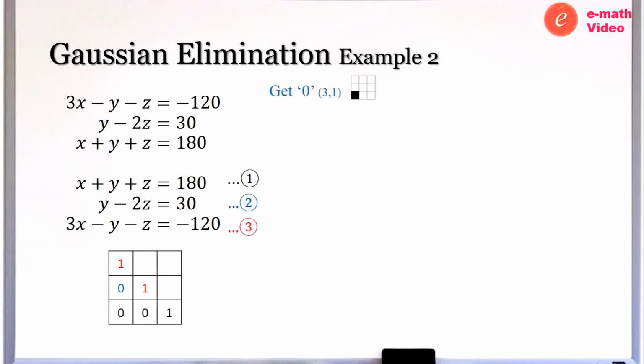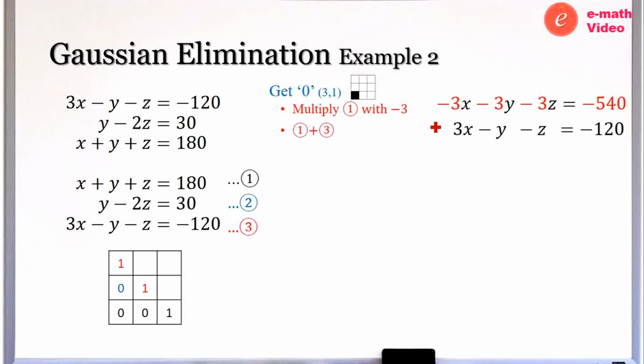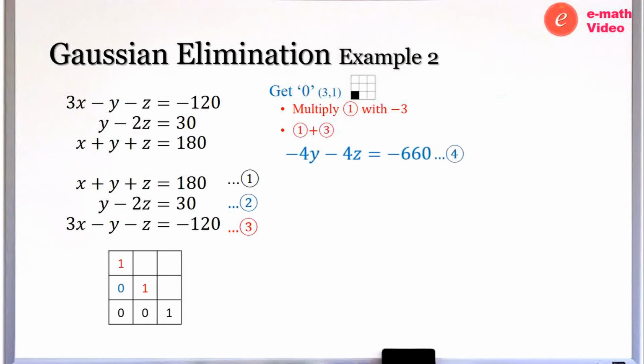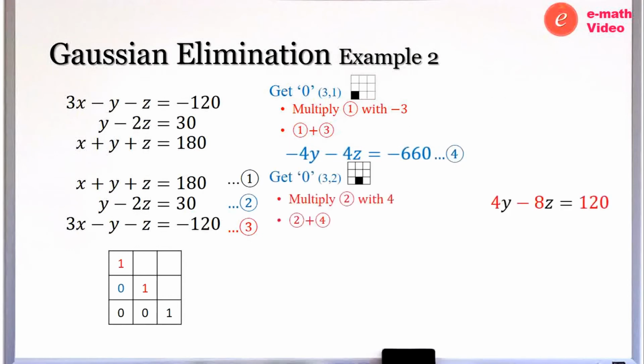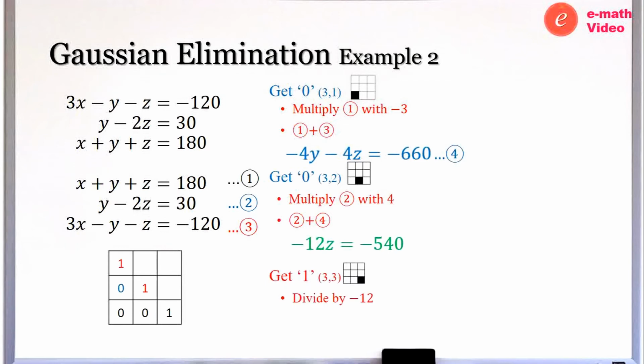To get first 0 in third column, which means to get rid of that 3x in third equation, multiply equation 1 with negative 3 and add to equation 3. We let this be equation 4. To get the second 0, multiply the equation by positive 4 and add to the equation 4 from earlier. We got negative 12z equals to negative 540. Lastly, to get the 1 in third row, divide whole equation by negative 12. So, z equals to 45.